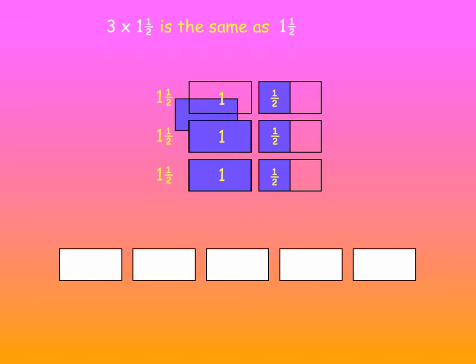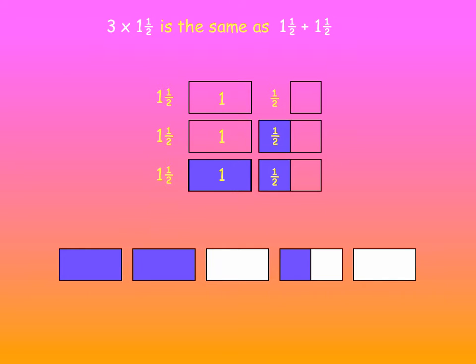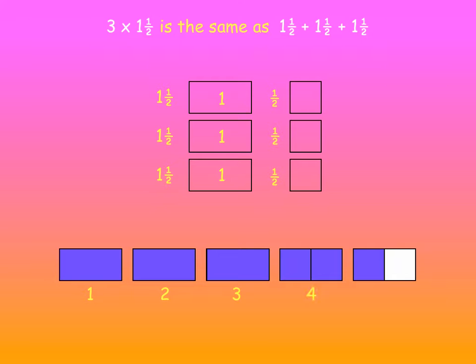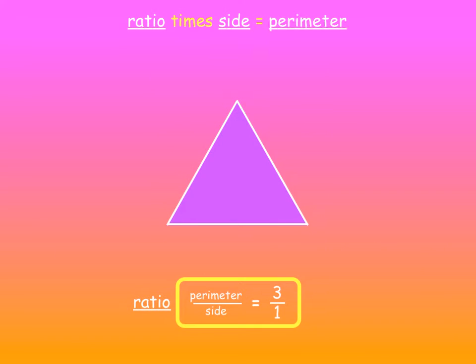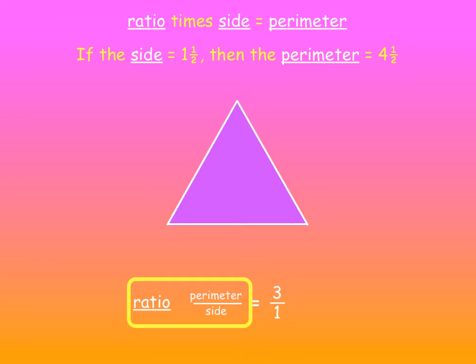Let's move those blue boxes. There's 1.5 plus 1.5 plus 1.5. That equals 1, 2, 3, 4.5. We can add them all up and get 4.5, or we could say 3 times 1.5 is 4.5. So if the side length is 1.5, then the perimeter is 4.5.